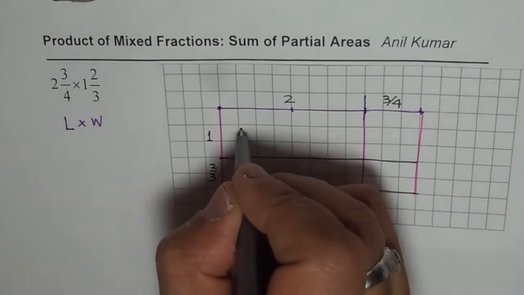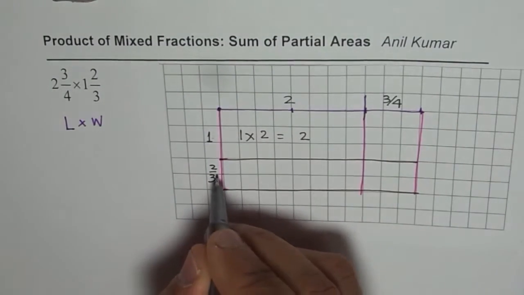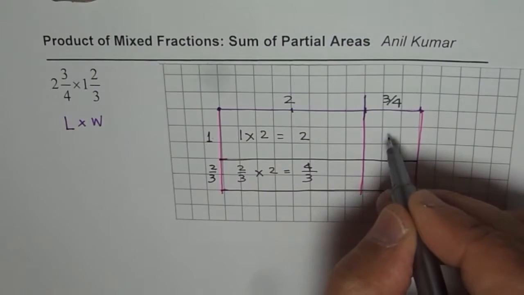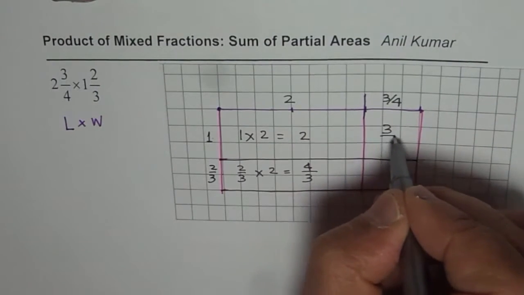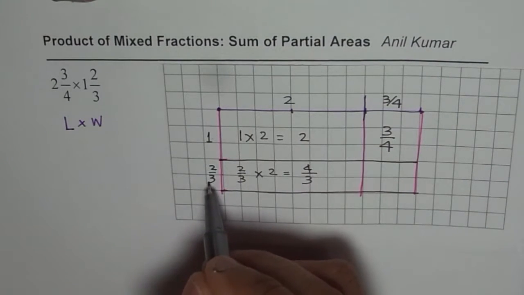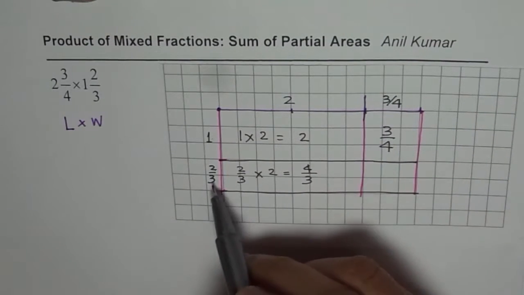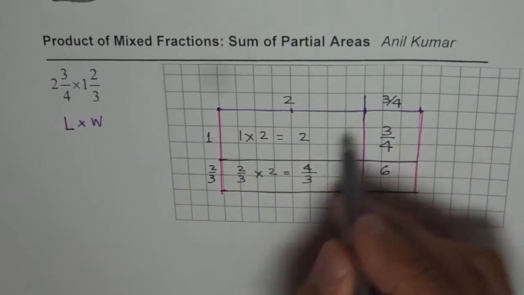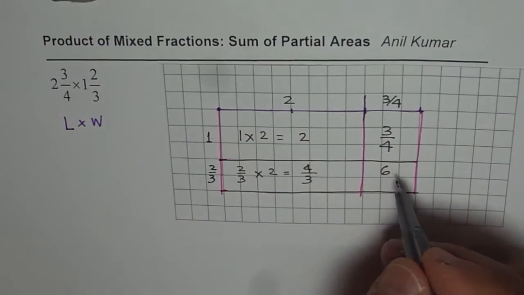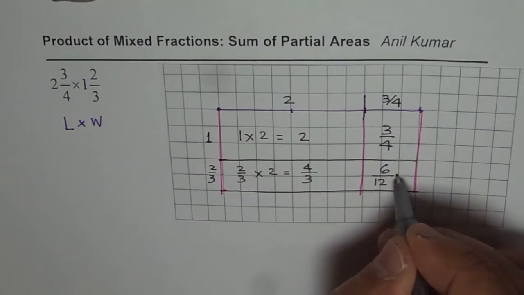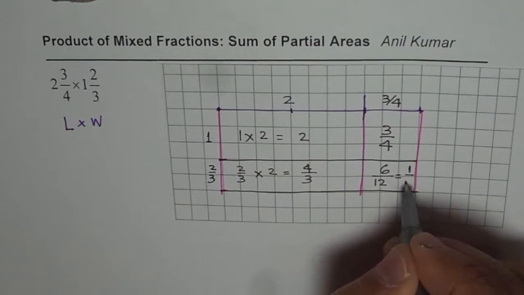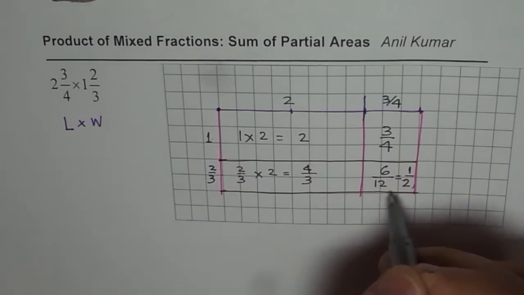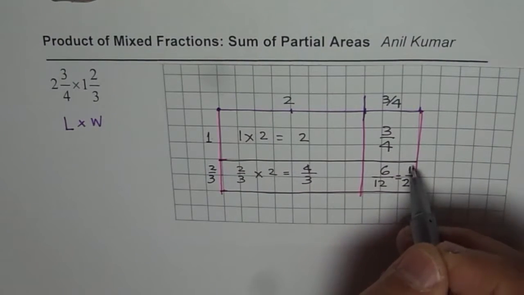So what is the area of this particular rectangle? 1 times 2, which is 2. The area of this rectangle is 2/3 times 2, which is 4/3, right? Now the area of this will be 1 times 3/4, so let me write 3/4 here. And for this it is 2/3 times 3/4. Whenever you multiply fractions, you multiply numerator with numerator, 2 times 3 is 6, and denominator with denominator, getting 12. But what you could also do is simplify this, which is better. So 6/12 could be written as a half, correct? So we get a half as the area of this small rectangle.